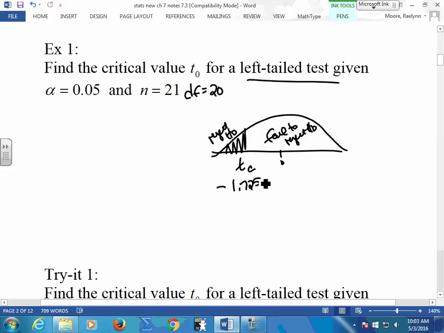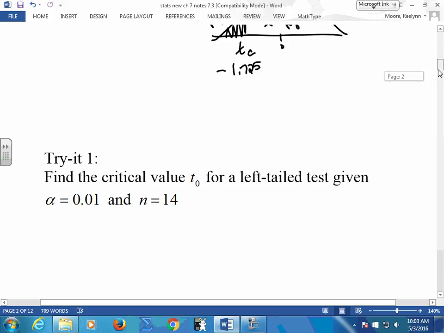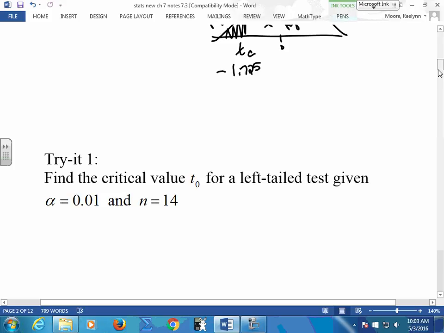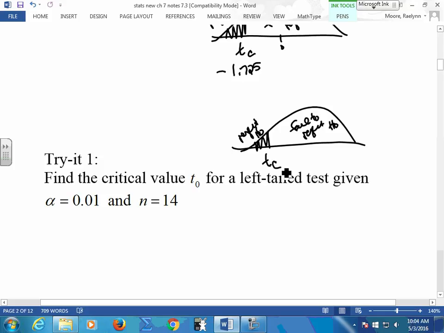That's it. If it's on the left-hand side, it's negative. If it's on the right-hand side, it's positive. So you guys try this next one. Left tail test. So I want you to go like this. This is reject H0. And make sure you label this. Fail to reject H0. Find me the TC. Use table 5.